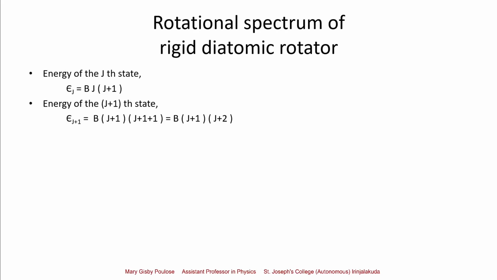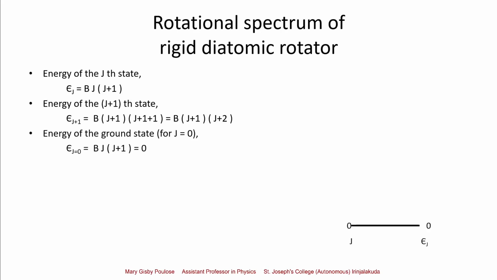The energy of the J plus 1th state will be obtained by substituting J plus 1 instead of J. So we get eta of J plus 1 is equal to B into J plus 1 into J plus 1 plus 1, that is B into J plus 1 into J plus 2. Now the energy of the ground state is obtained for J equals 0. So eta J equals 0 is equal to 0, and let us represent it as this level. So here when J equals 0, eta J is equal to 0.